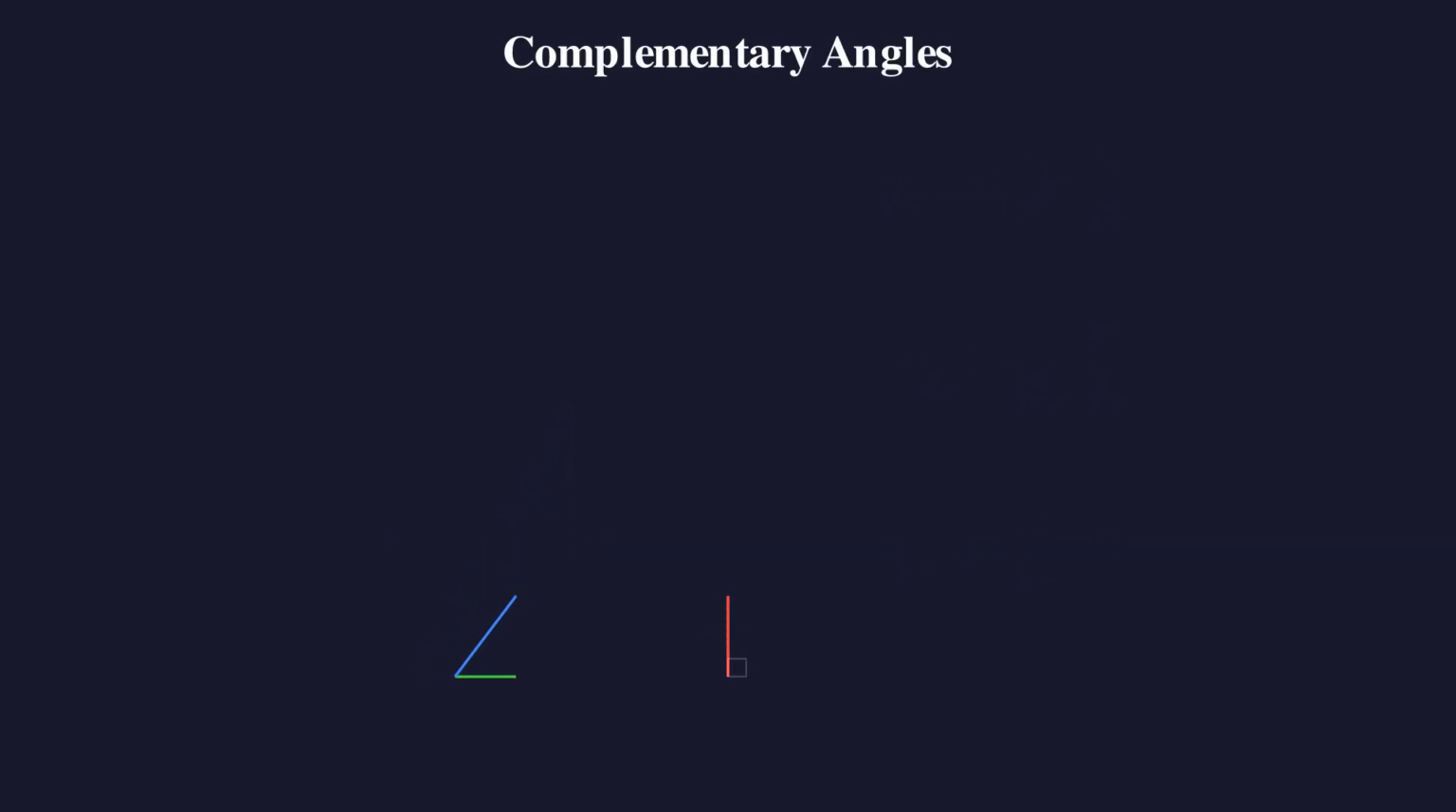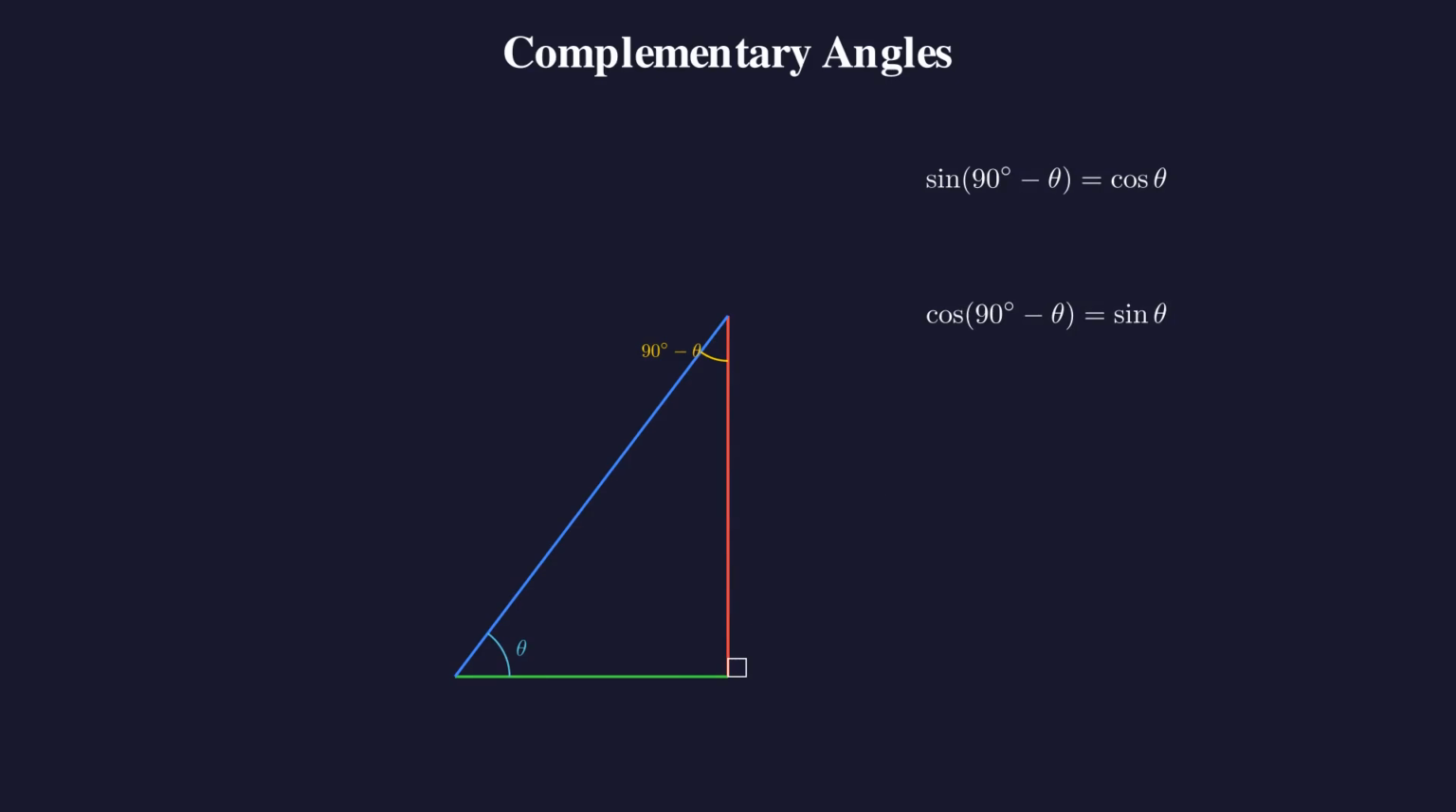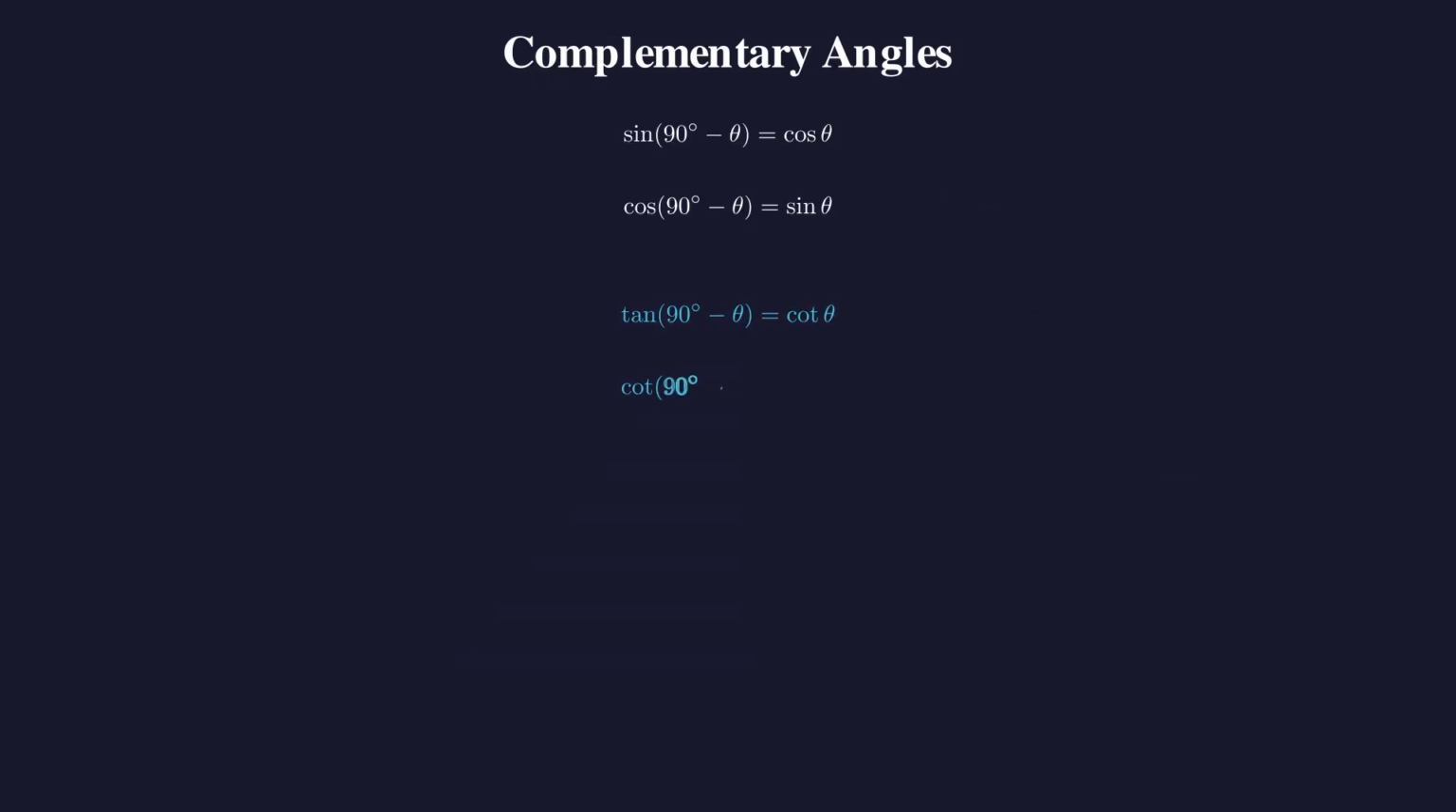Now the beautiful connection. Two angles are complementary when they add up to 90 degrees. 30 and 60. Theta and 90 minus theta. The rule: the sine of any angle equals the cosine of its complement. That's literally why it's called cosine. The co means complement.